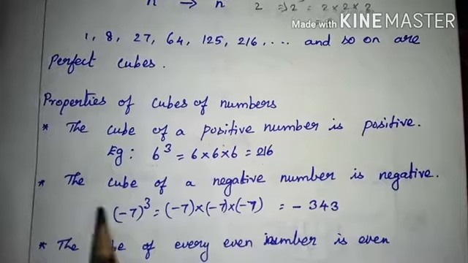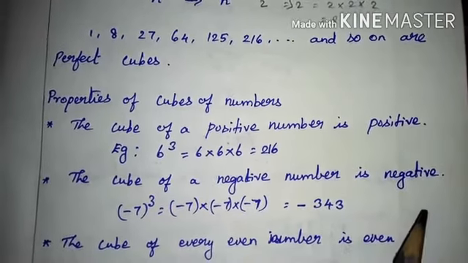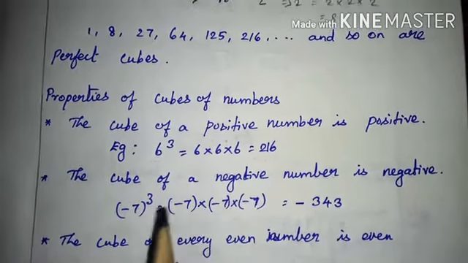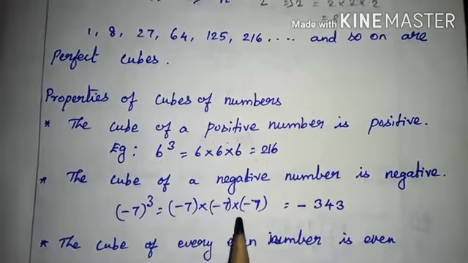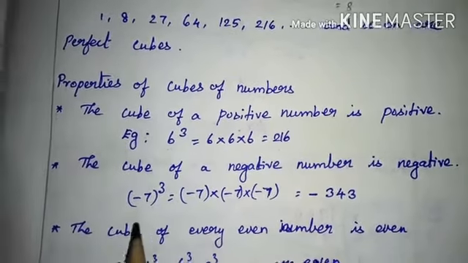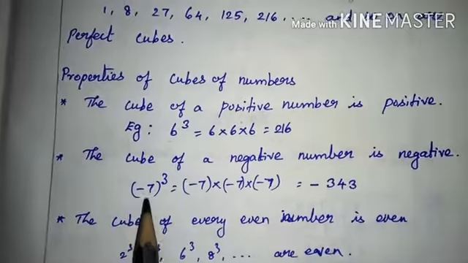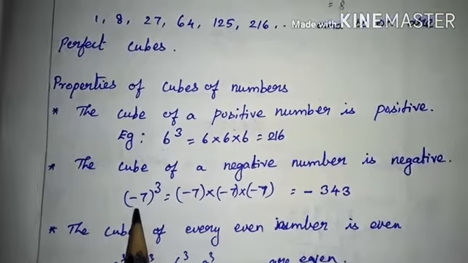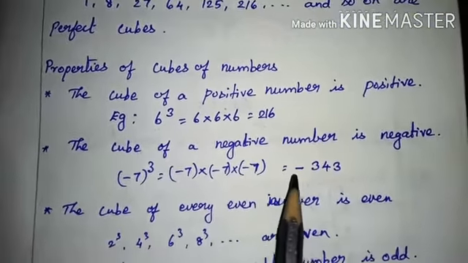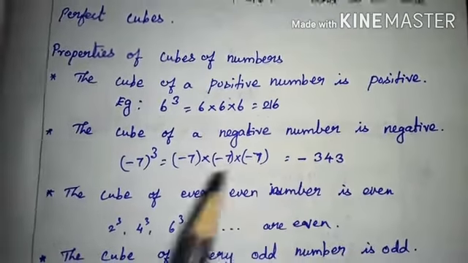The second property is the cube of a negative number is negative. That is, for any negative number, if you find the cube, then we will get a negative product. For example, minus 7 is a negative number. When we find the cube of minus 7, we get the answer as minus 343.